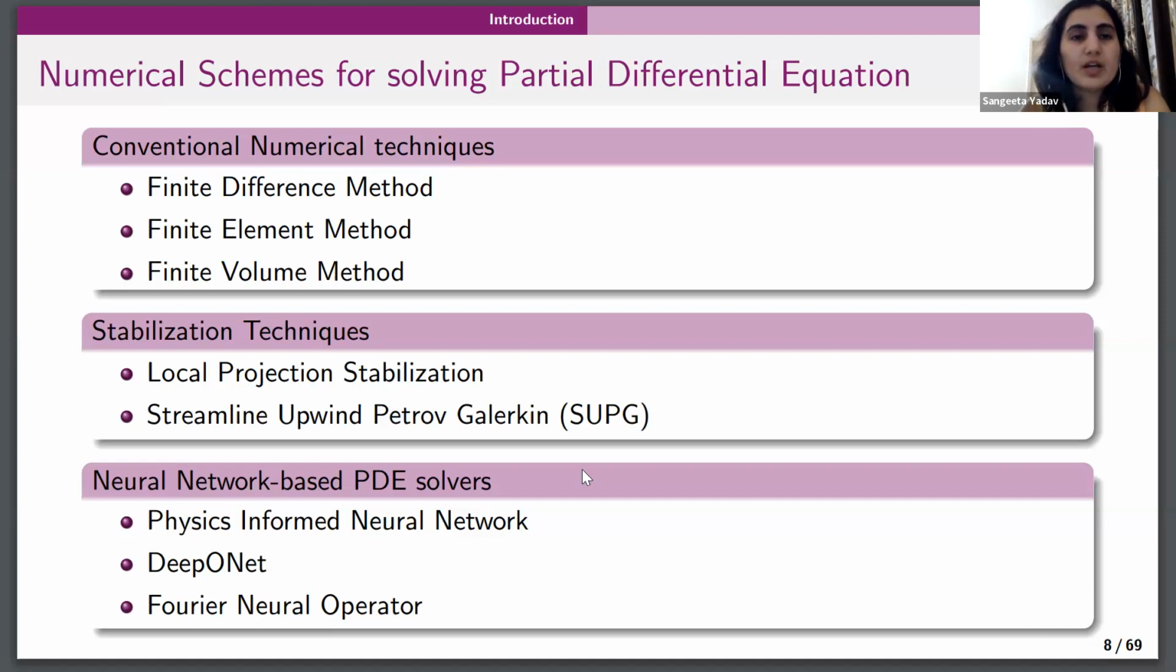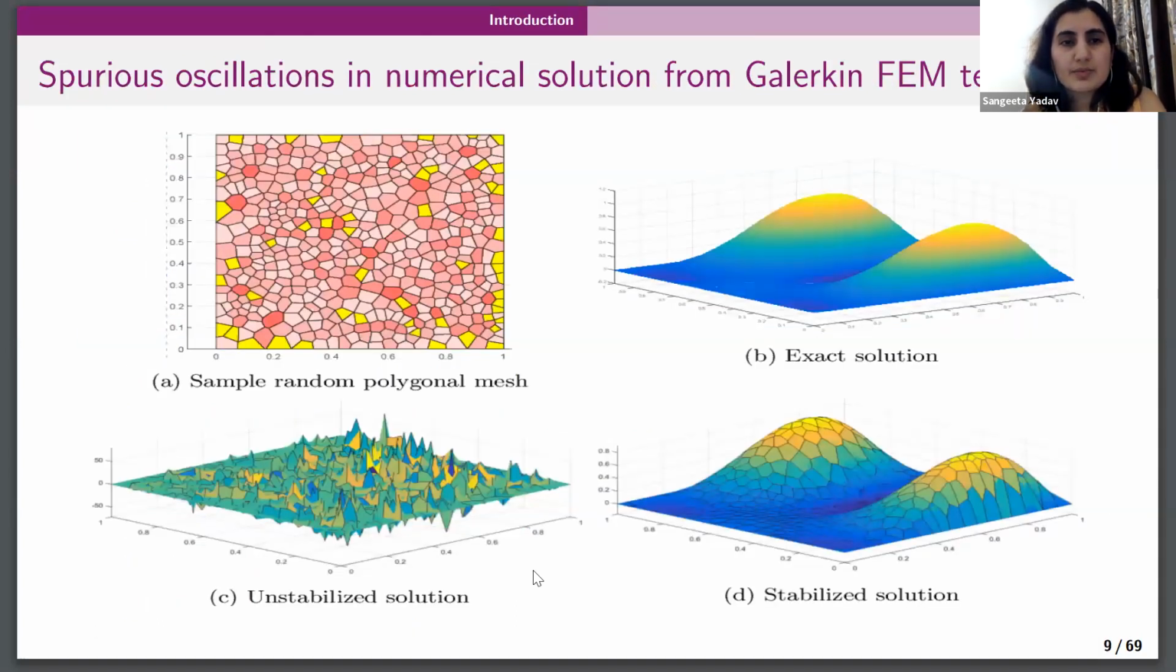Herein, I can show you the spurious oscillations in the numerical solution coming from the Galerkin finite element technique. By Galerkin, I mean a very basic finite element technique. So here for this polygonal mesh, if I solve a 2D singularly perturbed differential equation for which this is the exact solution, we can see this is how the unstabilized solution looks, and this is how a stabilized solution looks.